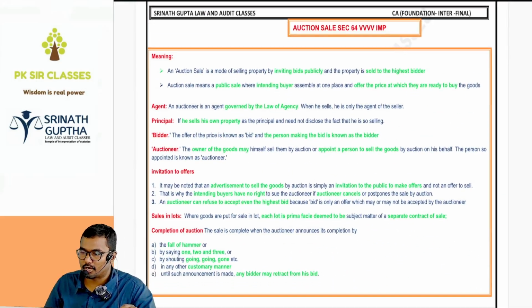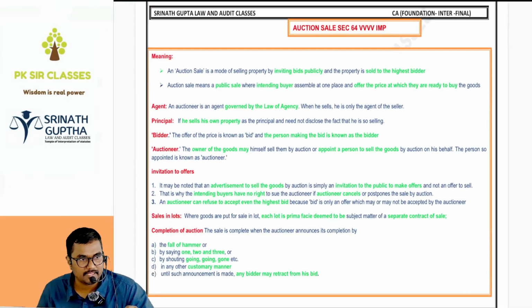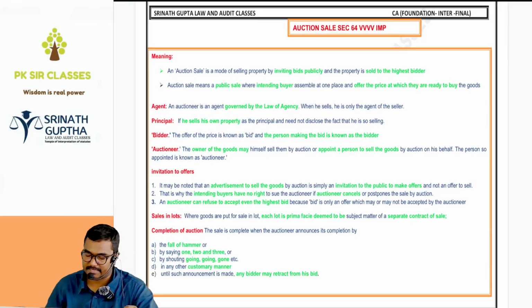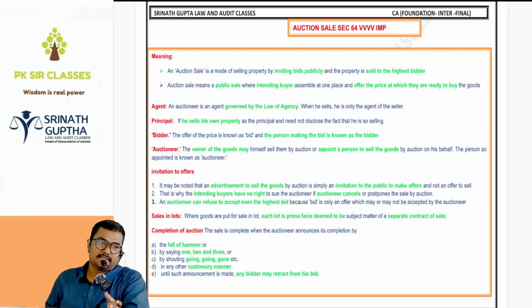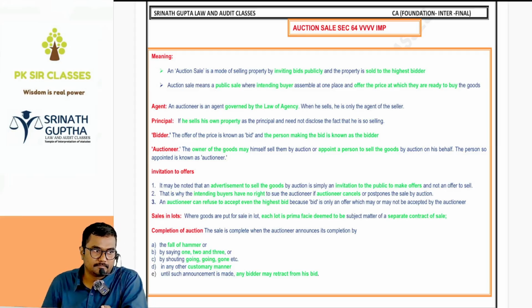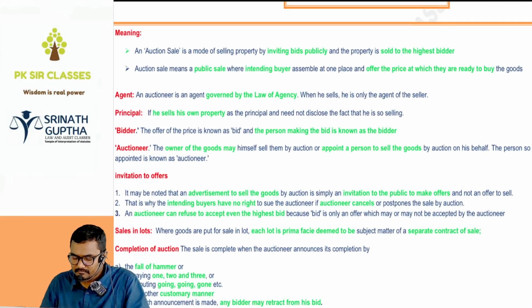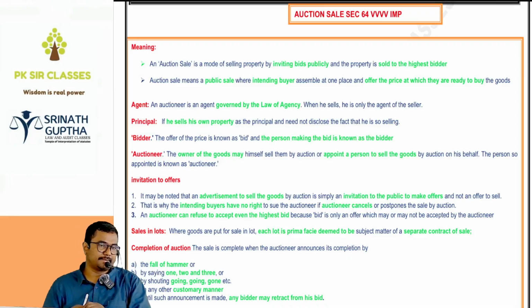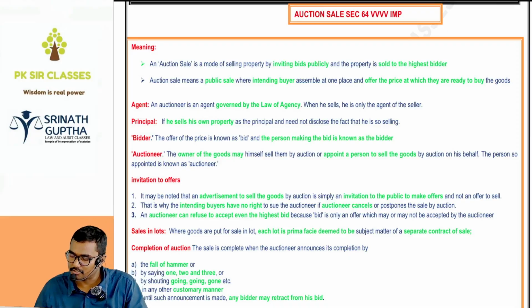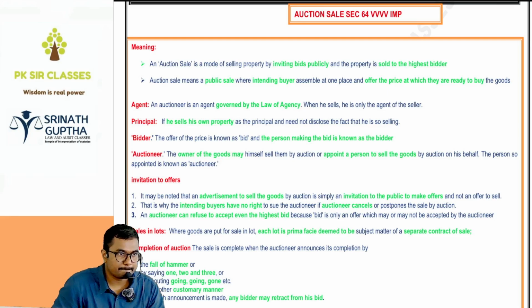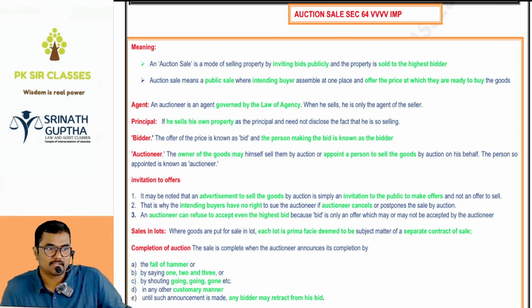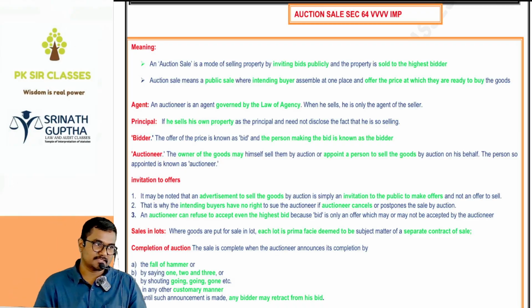Then the last concept, auction, very important from the exam point of view. Auction sale is a public sale. Intending buyers can come and participate. We discuss one example: auction of the Ganesh Laddu. After performing puja for 11 days, today is Nimarjan.